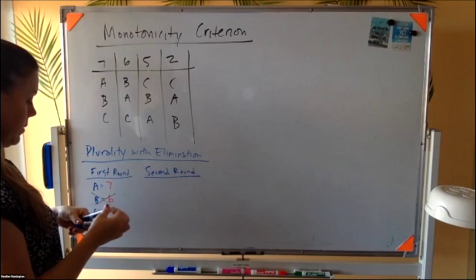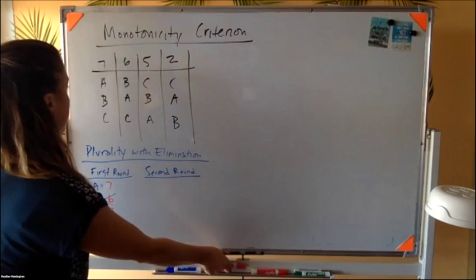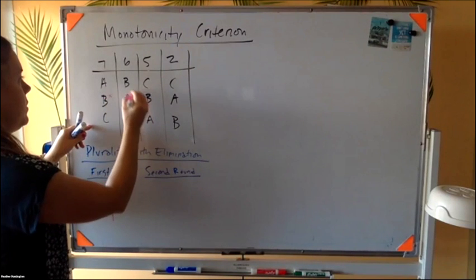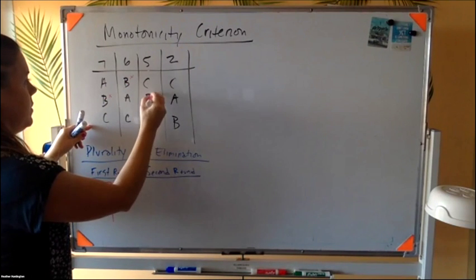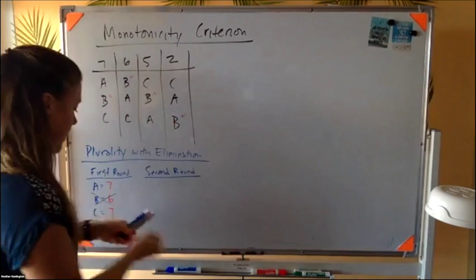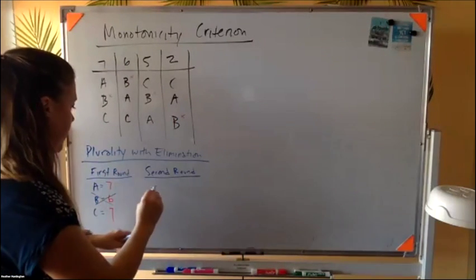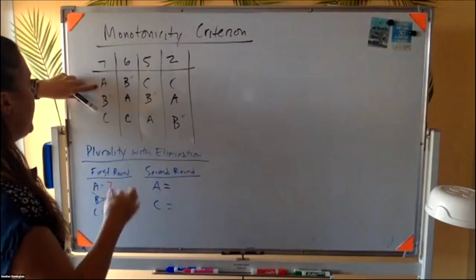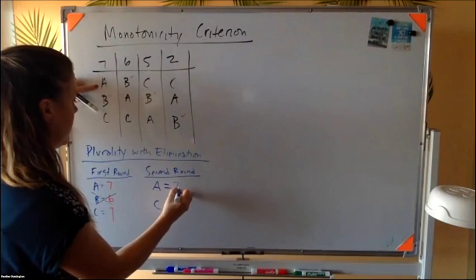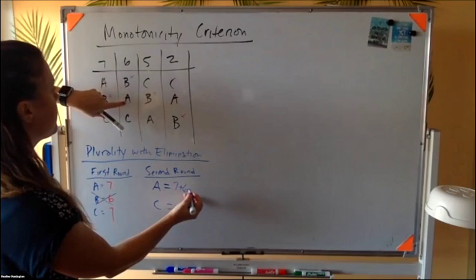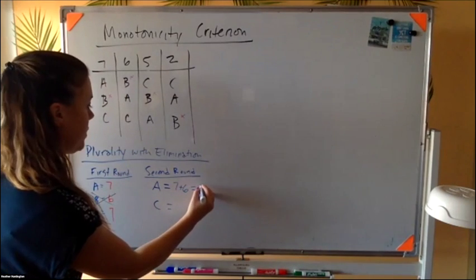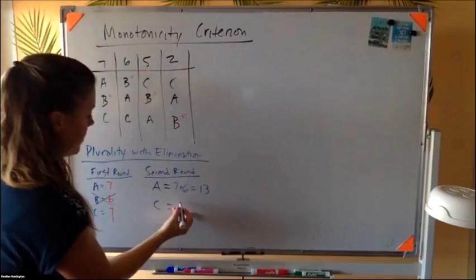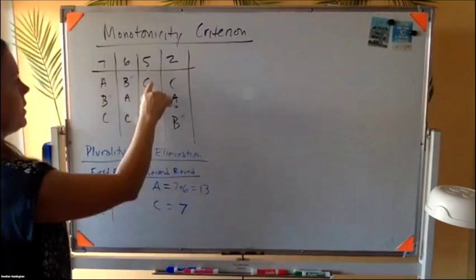Now in the second round, so they're gone now. Now in the second round, we have A versus C. So it looks like A has 7 plus 6, which is 13. And C has 7, right? The same 7.